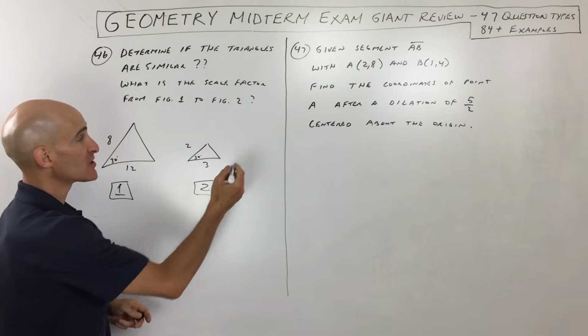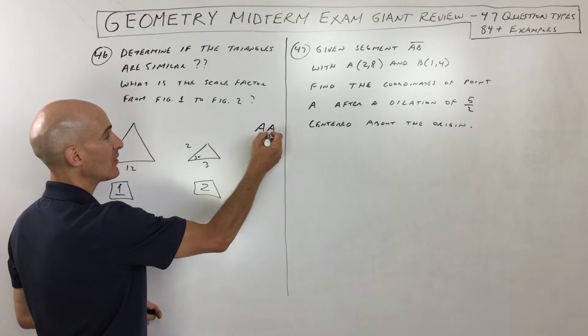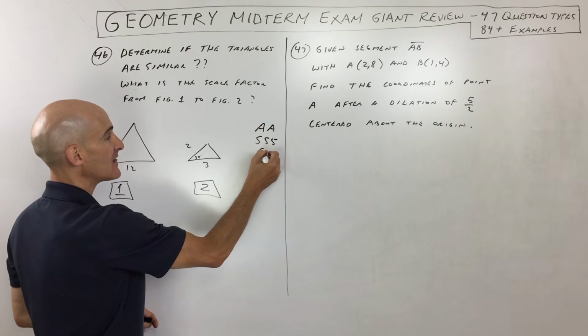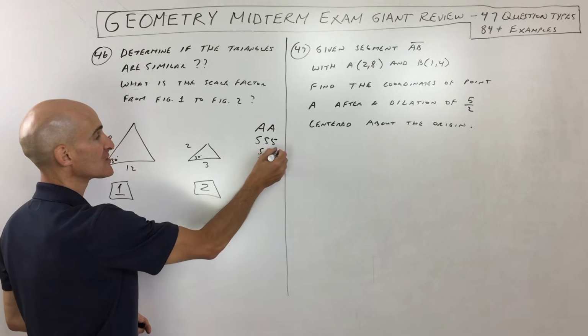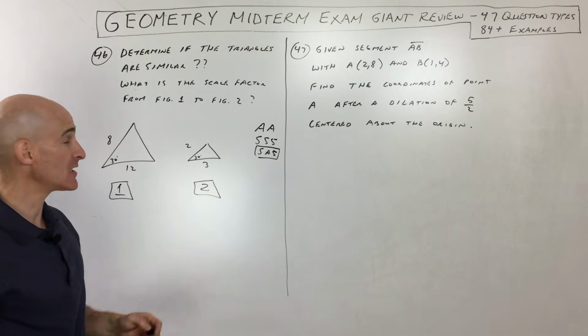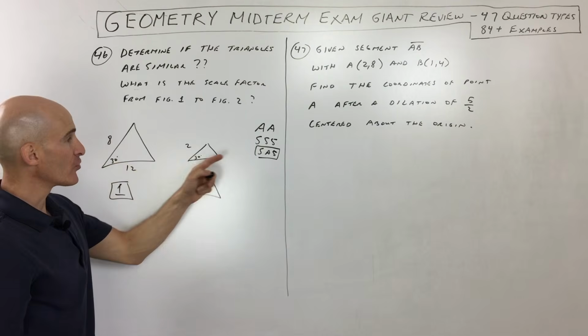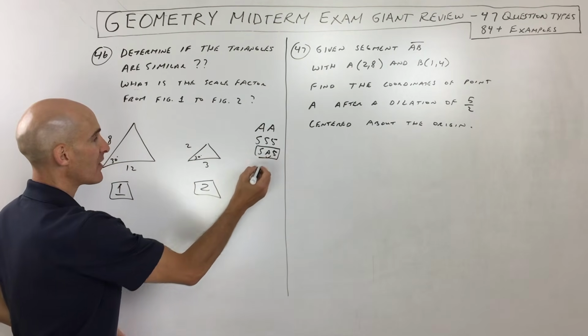So remember, there's three ways to prove triangles similar that we learned: angle, angle, side, side, side, and side, angle, side. And that's what we're focused on in this problem, the side, angle, side technique. And so you can see that angles are congruent. Okay, so we got that. Let's check that off the list.